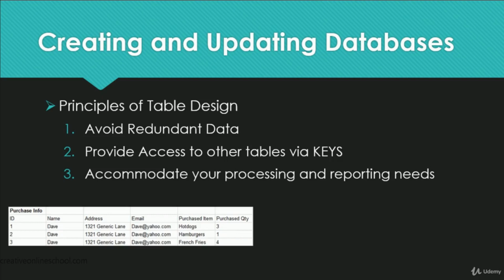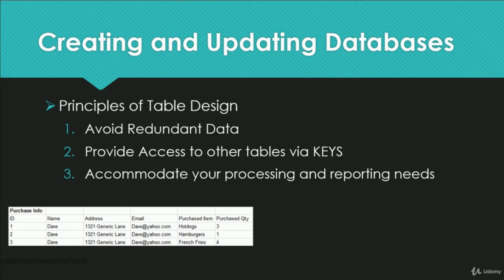Here's an example of redundant data. We are storing Dave's name, address, and email multiple times, which wastes space and makes keeping it up to date difficult. The second thing to think about is how the data will connect and include what's necessary to connect them. We call these keys. You already saw how we set an ID to be a primary key, and that's the primary way that data is going to be connected to other tables.